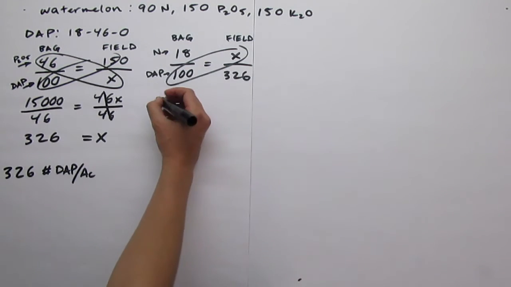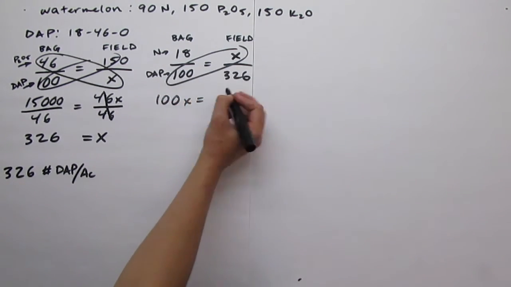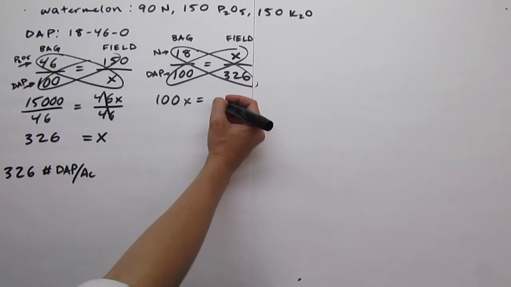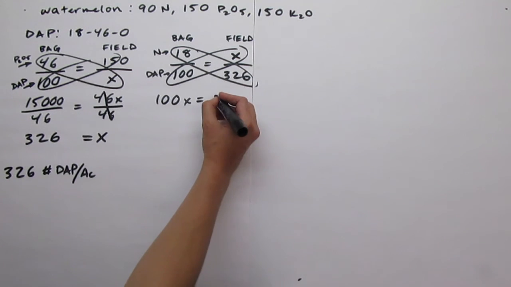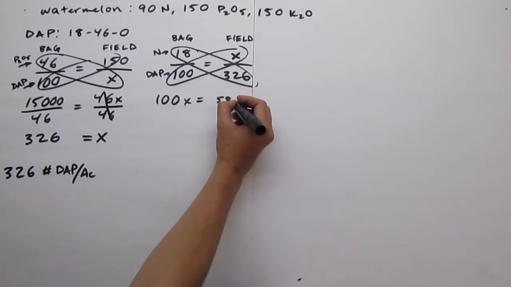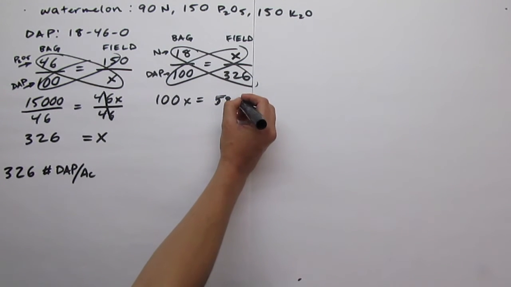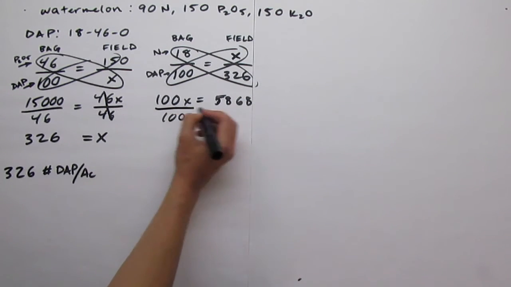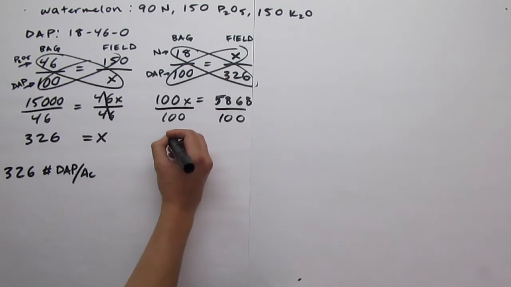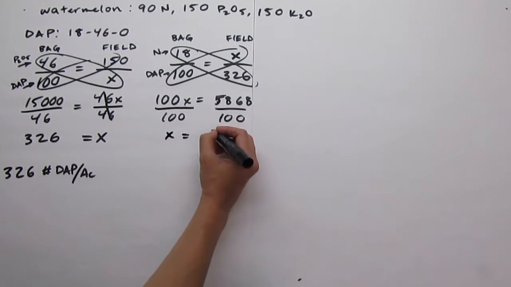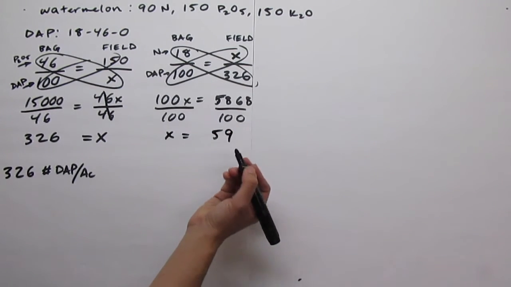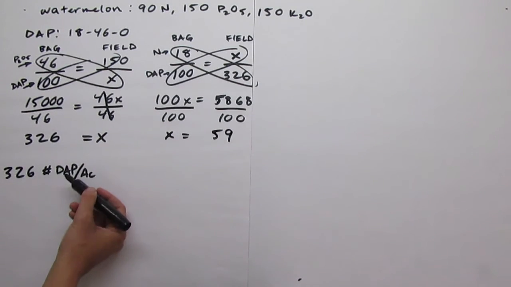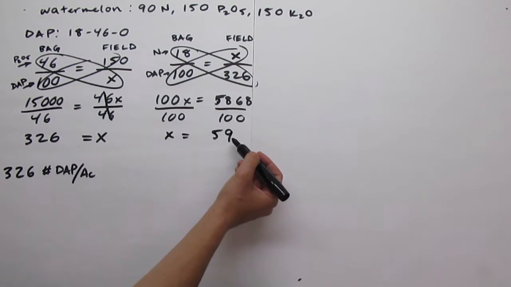So we go ahead, we cross multiply. 100 times x equals 326 times 18. 326 times 18 gives me 5,868. Then to get x by itself, we divide by 100. So x equals about 59, again, I'm rounding. So when we put out 326 pounds of DAP per acre, we end up putting about 59 pounds per acre of nitrogen.